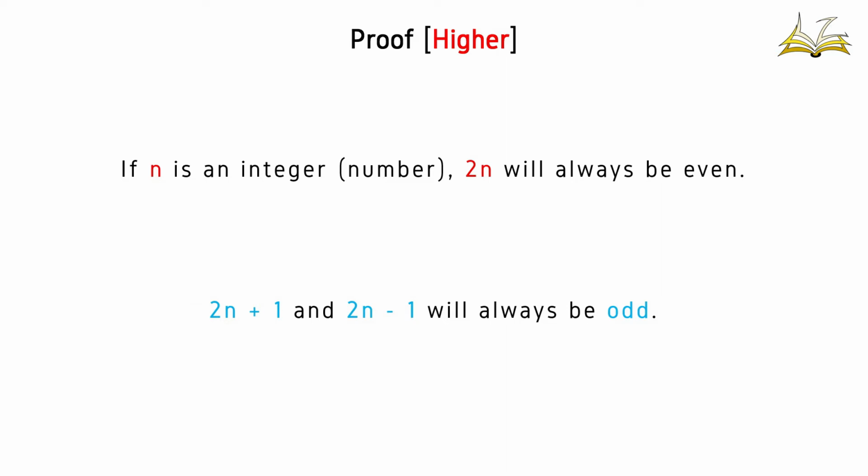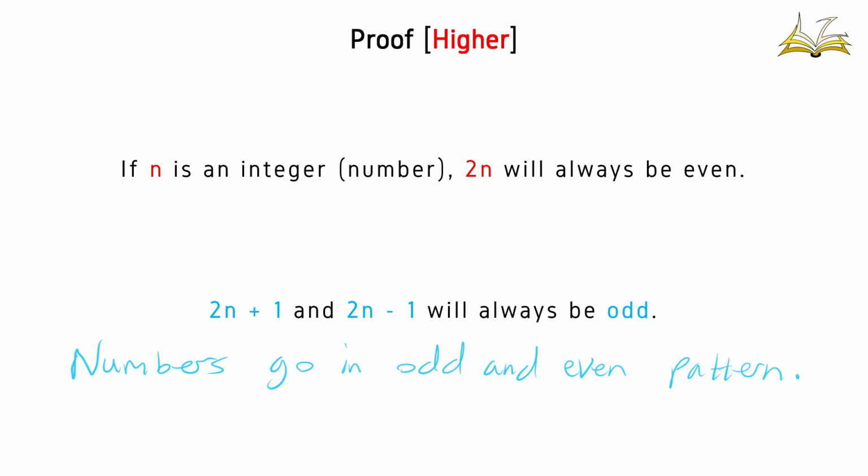Okay, so 2n plus 1 and 2n minus 1 will always be odd. Why this is the case is that 2n is even. So if you add 1 to an even number, that gives you an odd number. And again, if you take away 1 from an even number, that will also give you an odd number. This is because numbers go in an odd and even pattern. So 1, 2, 3, 4, 5, 6 goes in an odd, even, odd, even, odd, even arrangement. So this is why this is correct.